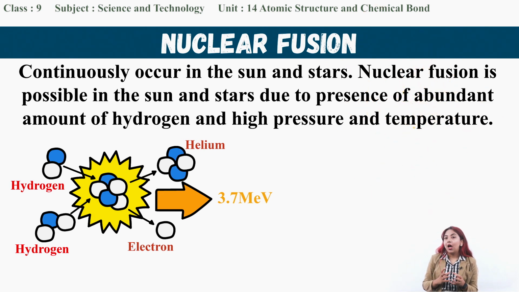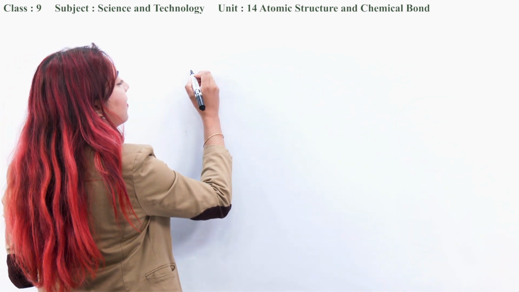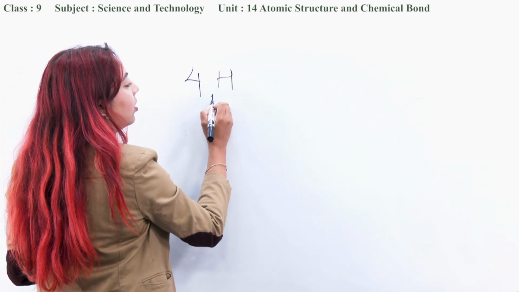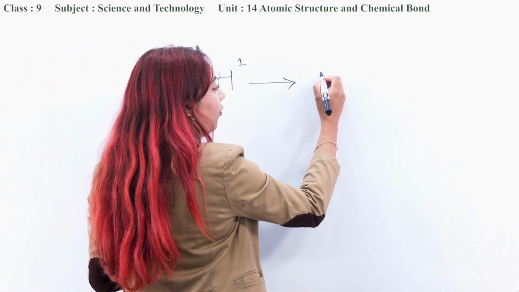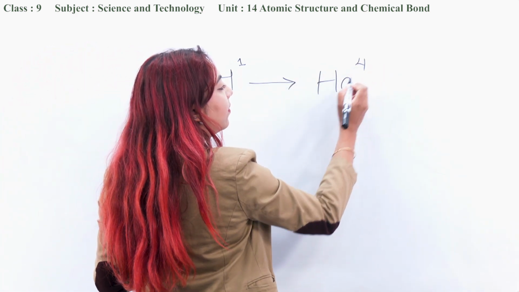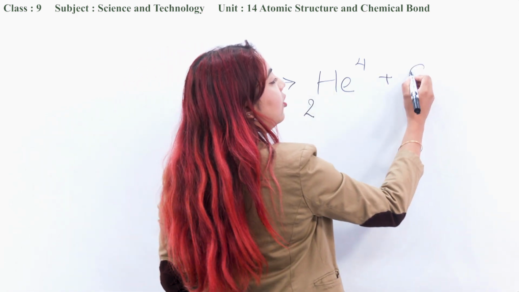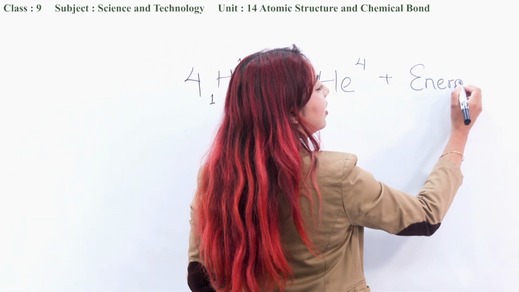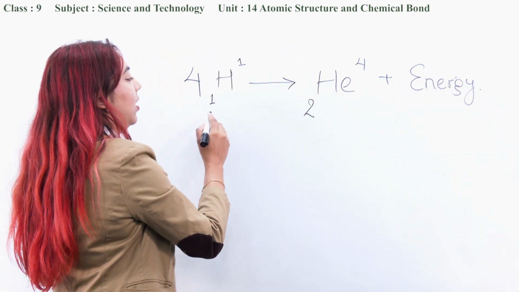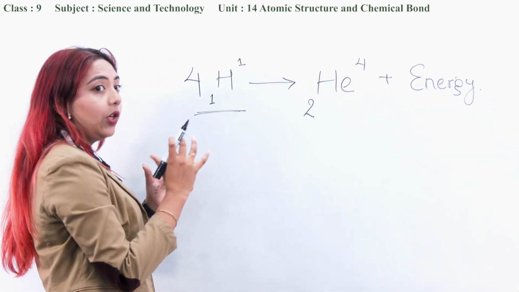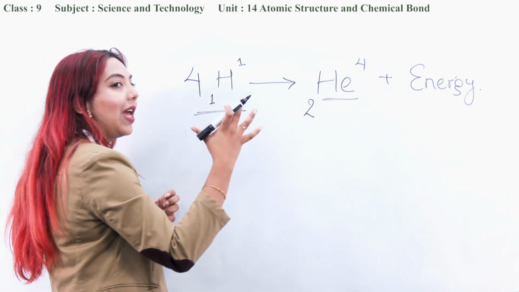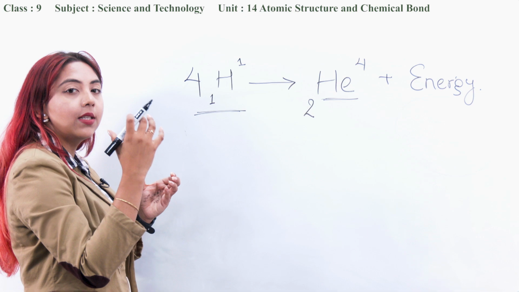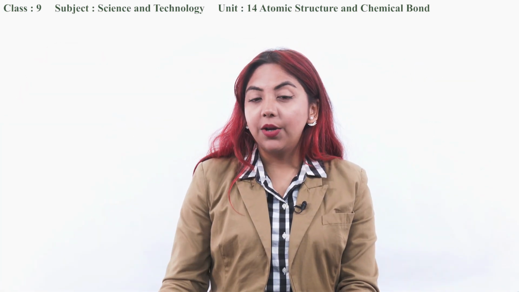So let us study how this happens in the sun in detail. Here, what happens is 4 atoms of hydrogen, that is protium, fuse to form a heavy helium with the release of a tremendous amount of energy. So here lighter nuclei fuse together to form a heavy nucleus of helium, and this reaction occurs in the core of the sun.